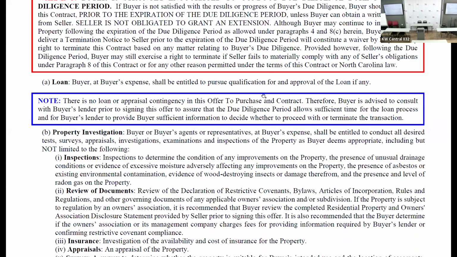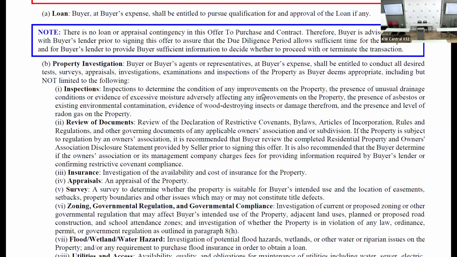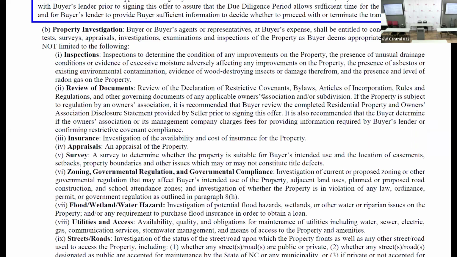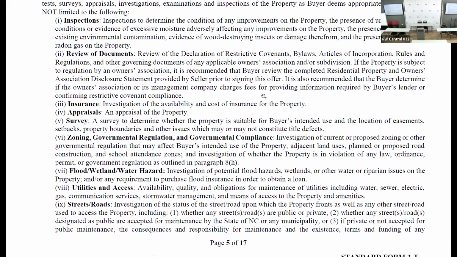So here we talk about all of these inspections, review of documents, and insurance. Make sure that you can afford insurance on the property and obtain insurance on the property. Just, knob and tube: a lot of insurance companies won't provide a policy if it has knob and tube wiring. Same thing with flood insurance to consider. Survey.